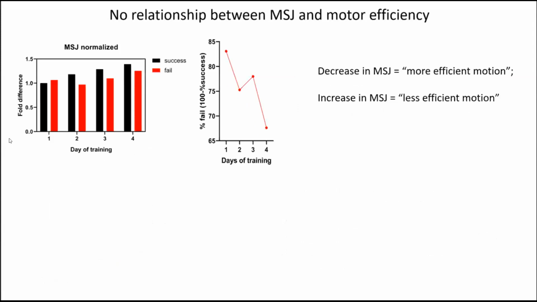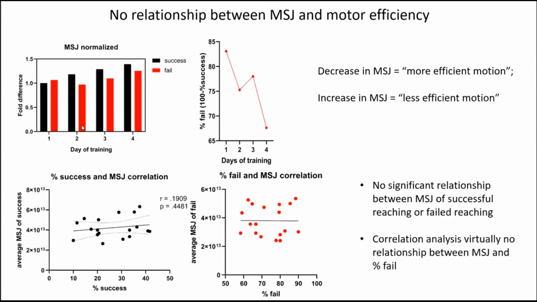When we look at the other parameter, MSJ, we saw the opposite effect. There seemed to be no significant change in MSJ, whether it was a successful reach shown in black or a failed reach shown in red, also normalized to the first day of success. And if we do a linear regression analysis of this, we see that there's virtually no correlation at all with MSJ during this single pellet grasping assay.